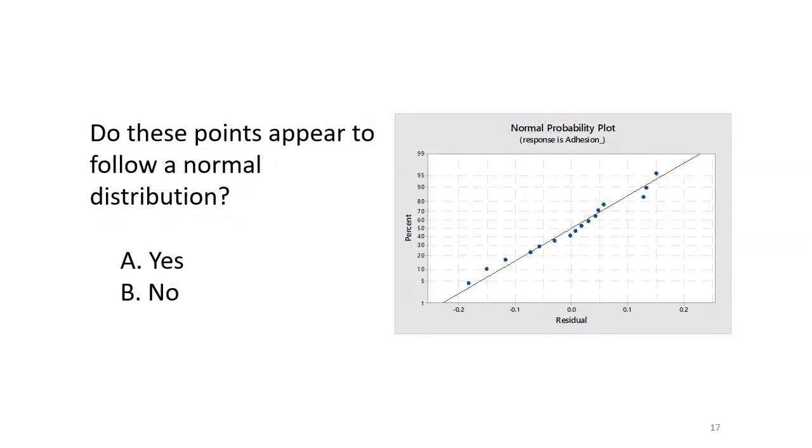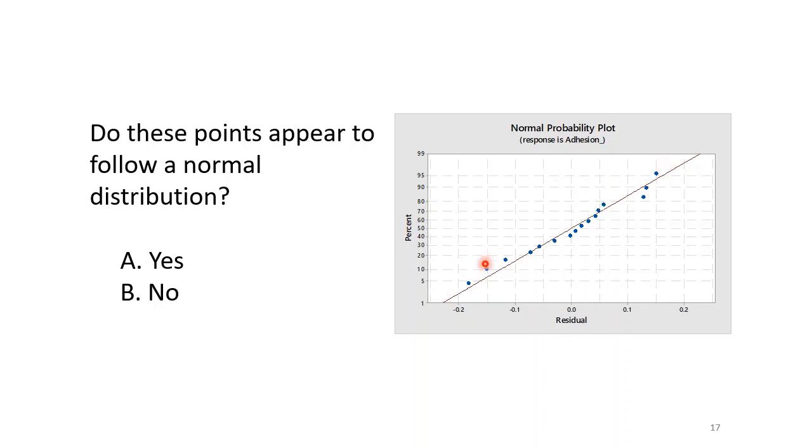The second assumption states that the errors follow a normal distribution. To test this assumption, we can use a normal probability plot. If the residuals follow a normal distribution, they should approximately follow the straight line on the plot. So do these points appear to follow a normal distribution?